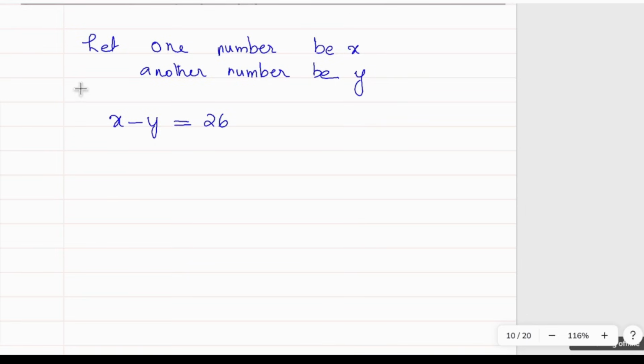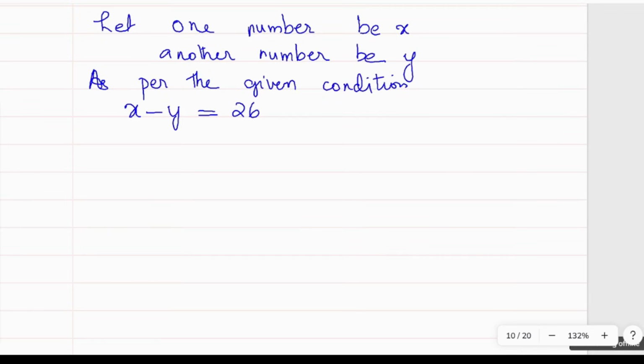So we have to write as per the given conditions. Given condition: x minus y equal to 26, and this one I'm going to give as equation number 1. Then one more condition is given, they are telling that one number is 3 times the other.